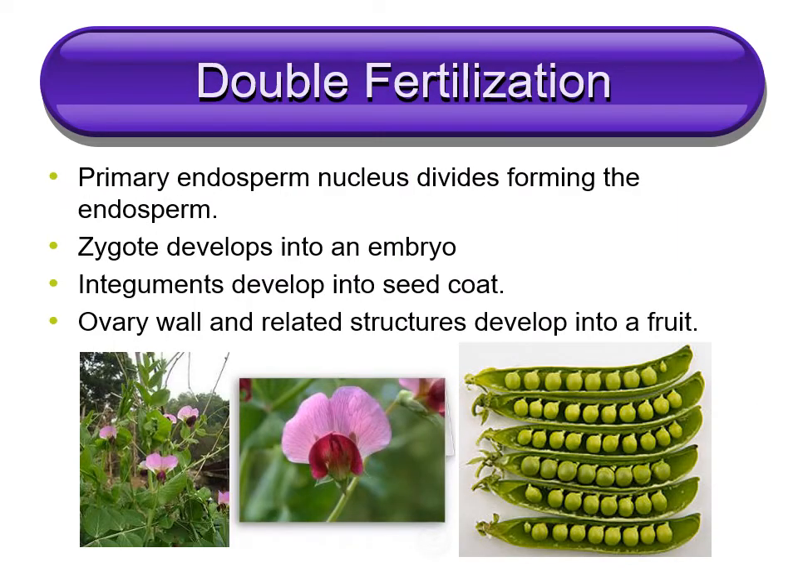So double fertilization, right? Primary endosperm divides, forming the endosperm, and then we've got your zygote as well, which is ultimately the embryo. And here, I'm just looking at a sweet pea. I think it's kind of fun to look at this. The whole pea pod here is the ovary of the flower. And the petals would have been on this end, right? And the ovaries are in the middle here, as you can see in this picture.